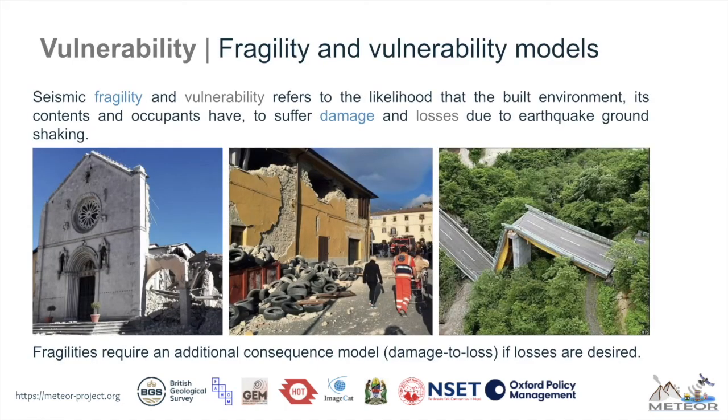By fragility and seismic vulnerability, we mean the predisposition of the man-made environment, its contents and occupants to suffer damage and losses due to the ground shaking. The fragility is associated with damage as a result of a seismic event, while vulnerability is associated with the loss, either economic or human, that results from such damage.